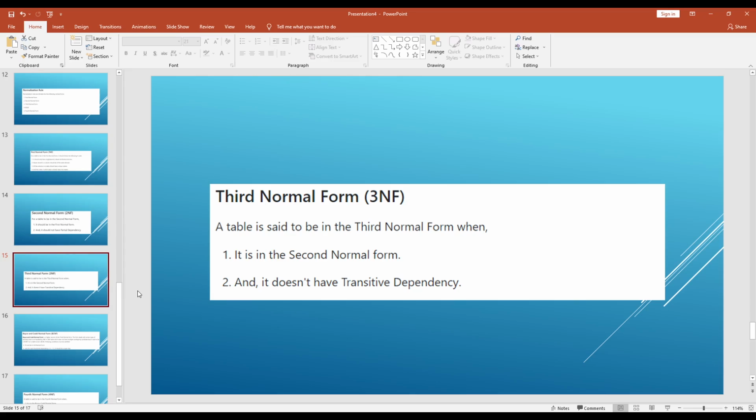Now, the table is said to be in the third normal form when number 1, it is in the second normal form, number 2, and it doesn't have transitive dependency.